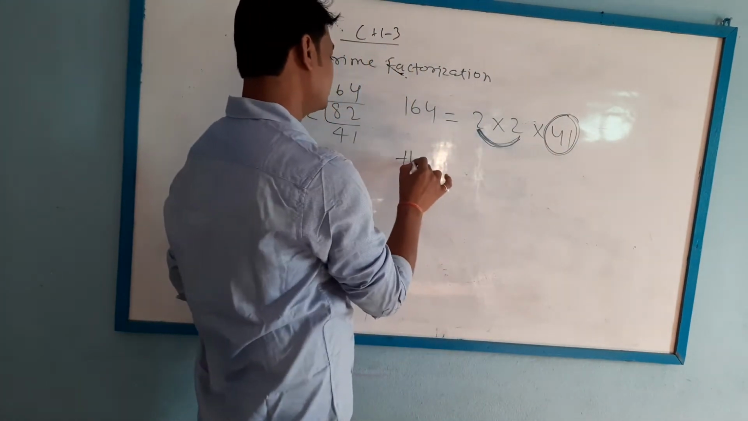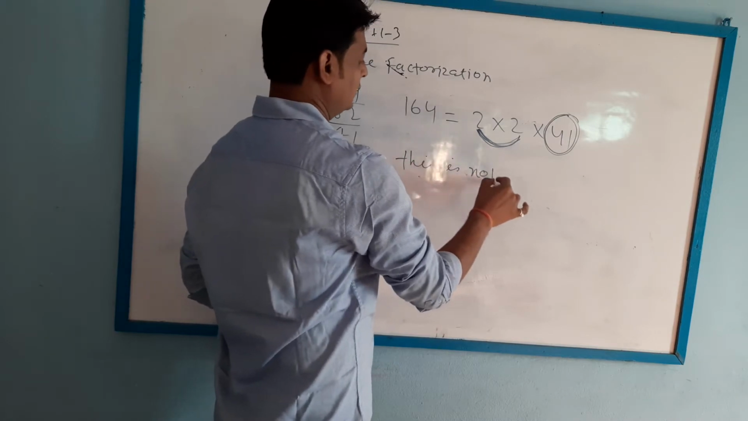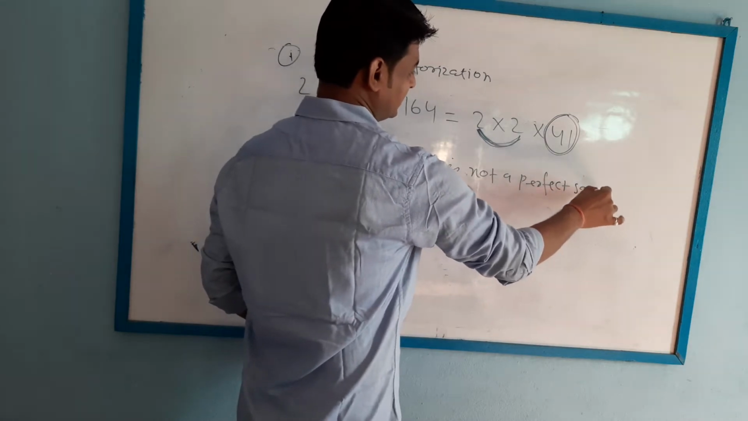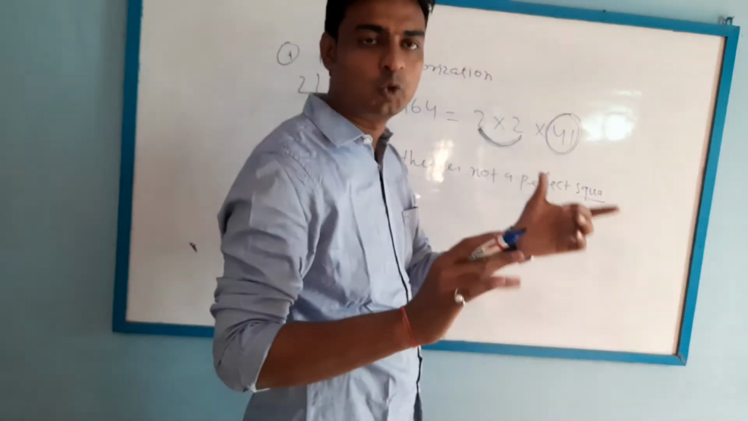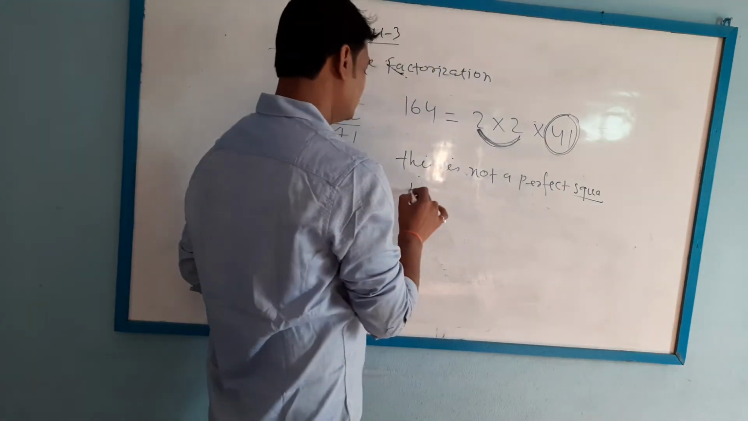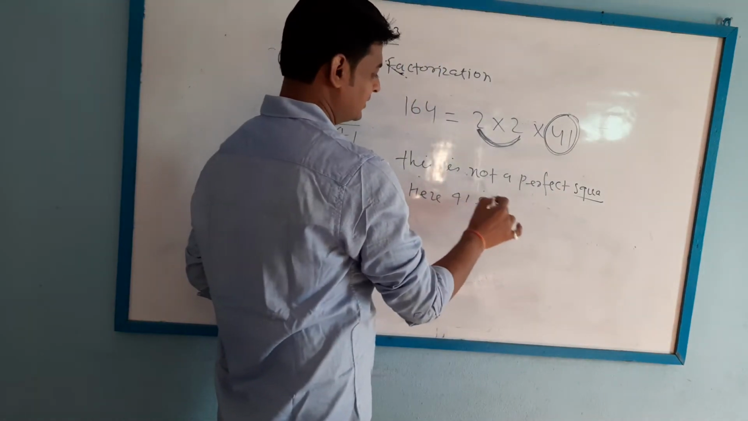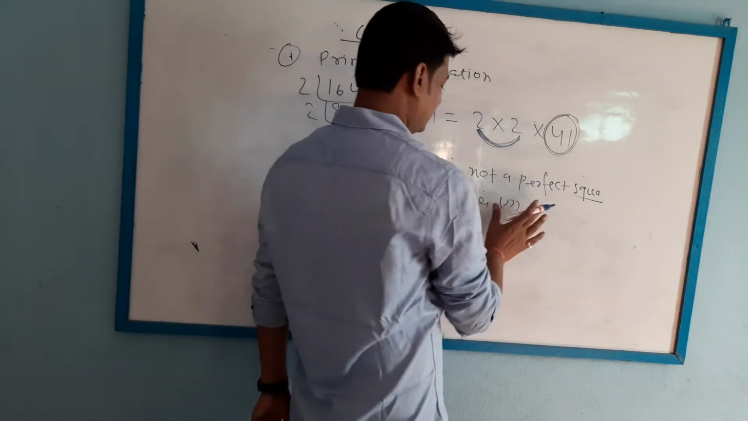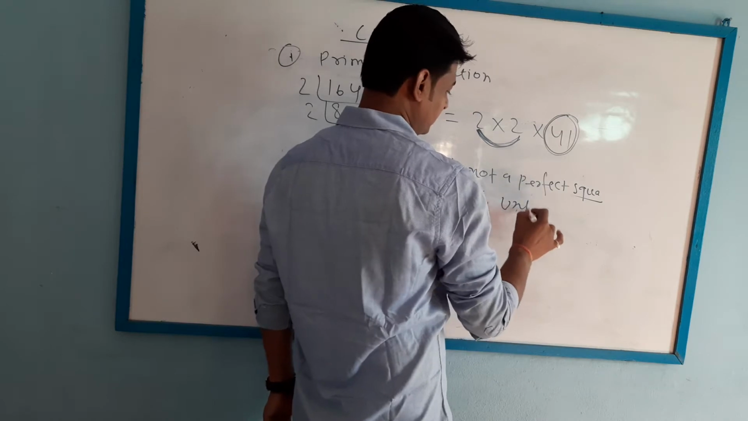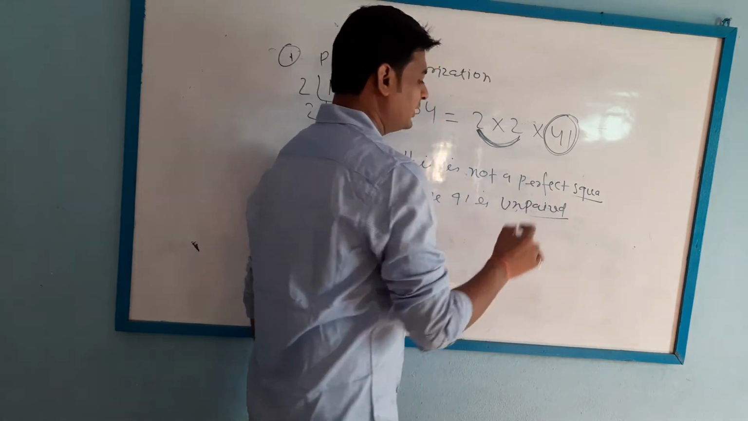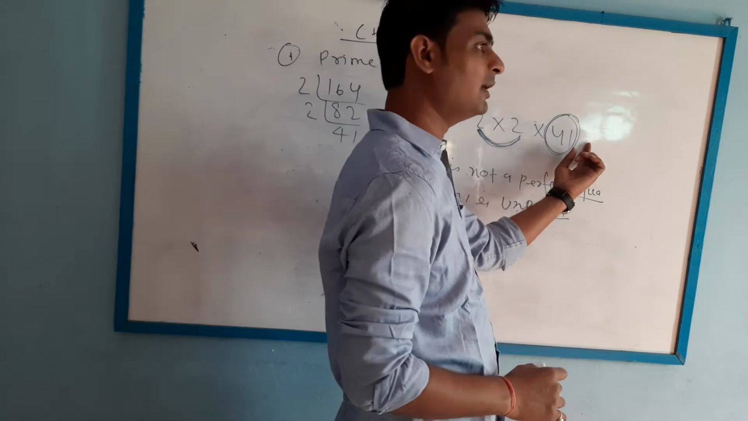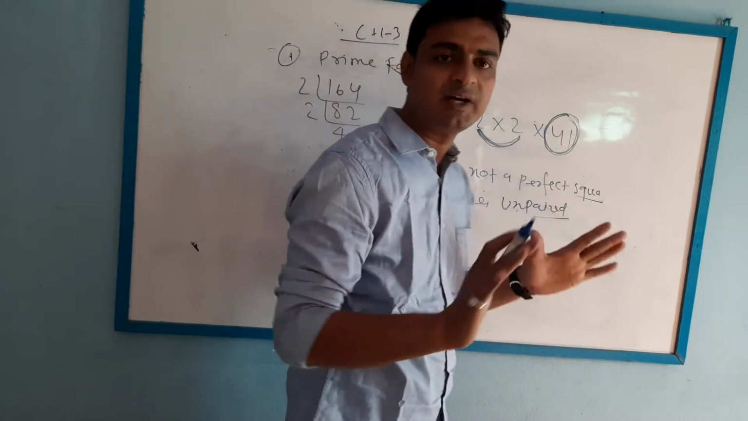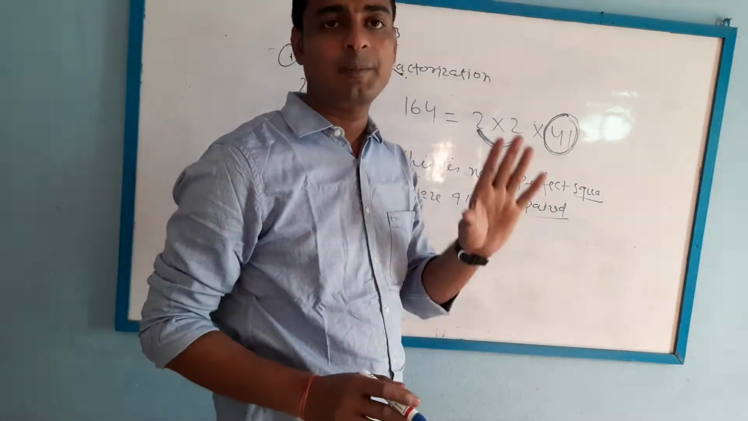So this is not a perfect square. All the factors should be in paired form. Here 41 is unpaired. If we multiply by 41, then it will come in pair form. So here only 41 is unpaired. That's why 164 is not a perfect square.